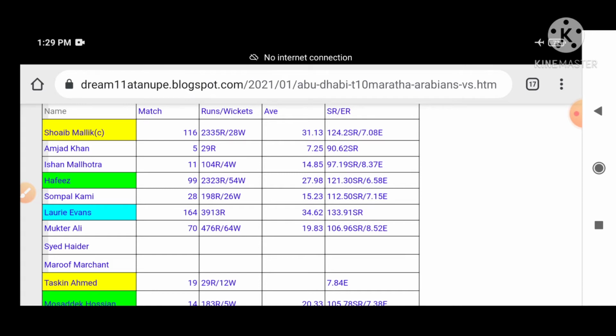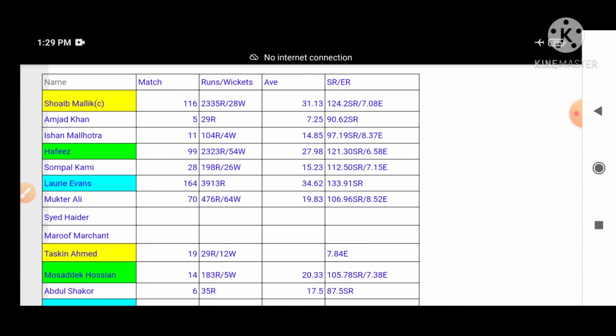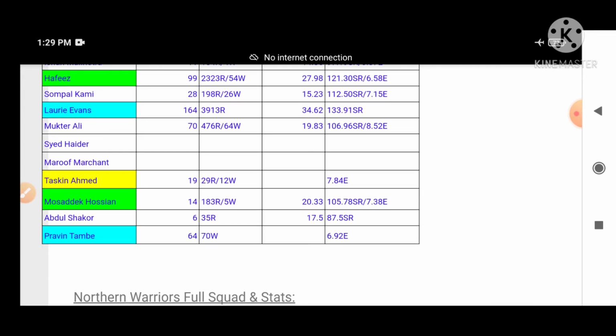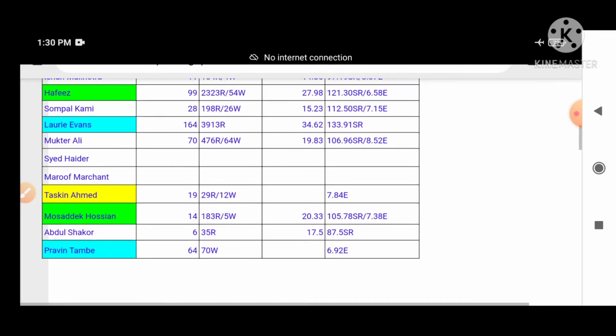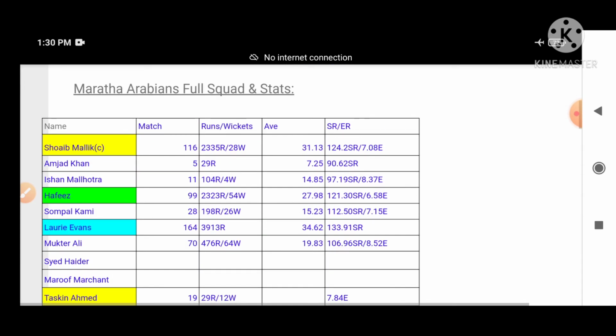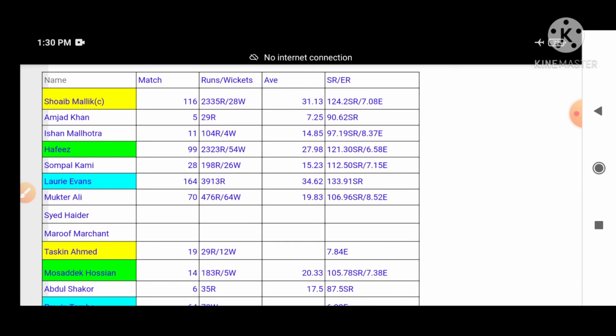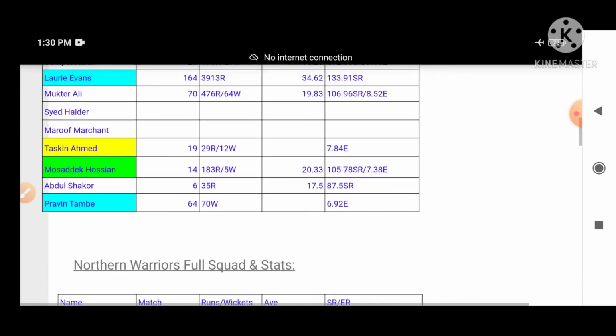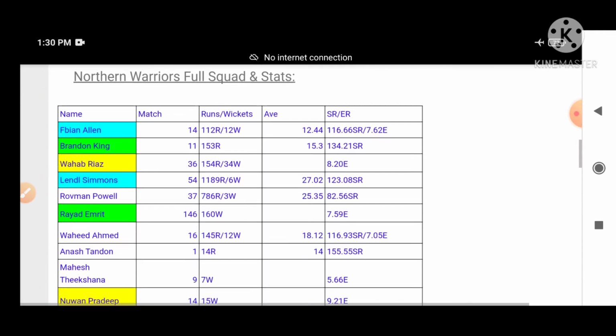Okay, you can go through one by one. Like Isan Malhotra, nobody knew about Isan Malhotra. Then coming to two players I don't get any stats for, like Syed Haidar and Maru Merchant, but one like Abdul Sakhar. So you have to understand all the stats and the players' names one by one. I discuss everything here. Okay, so I come to the Northern Warriors full stats plus information.